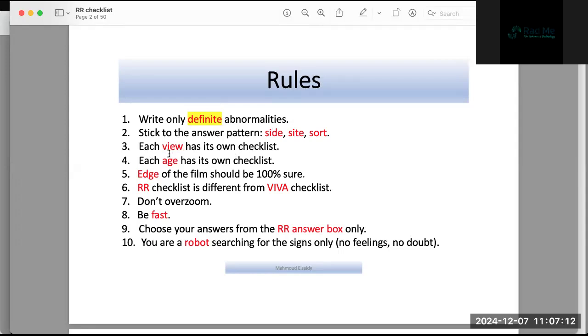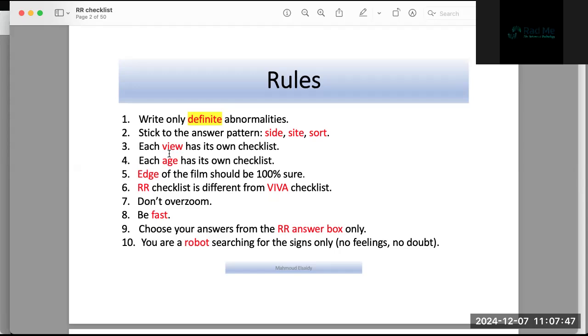So in shoulder, as an example, in shoulder X-ray, you have 4 or 5 views for the shoulder, and each view of them has its own appearance, its own characteristics, and also has its own checklist. For example, in the shoulder you have the AP view and the glenohumeral view. The AP view normally has overlap between the humeral head and the glenoid, but the glenohumeral view normally has no overlap. See the difference?